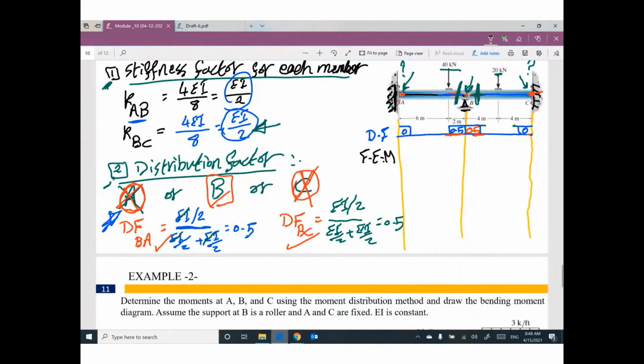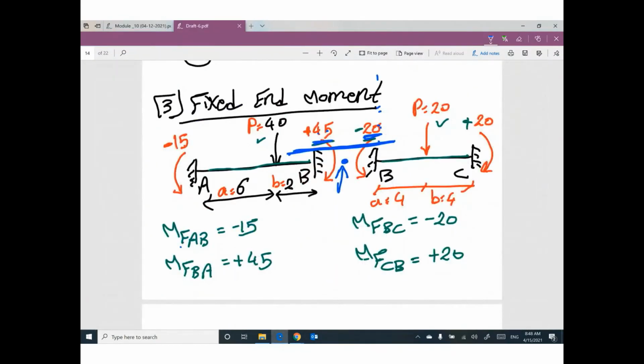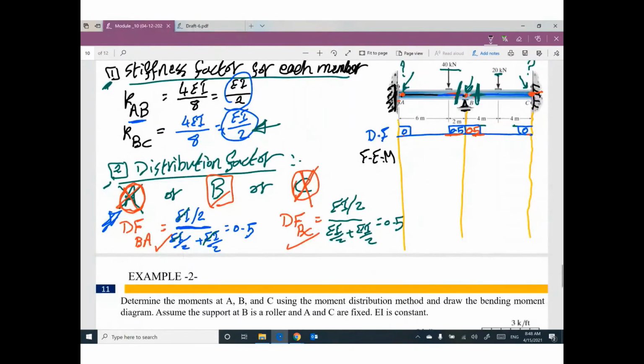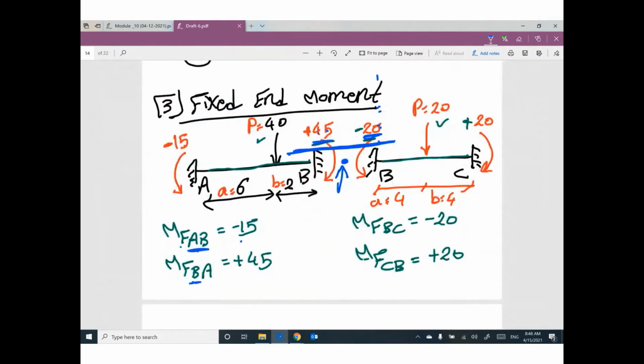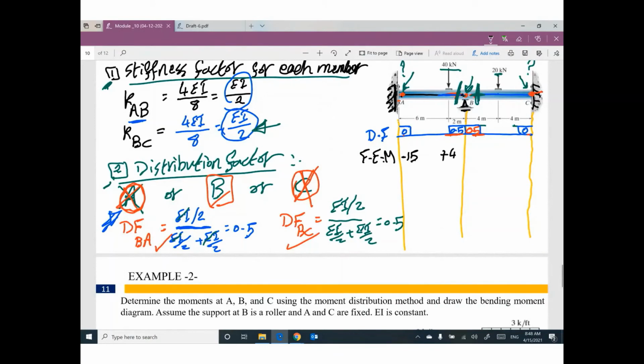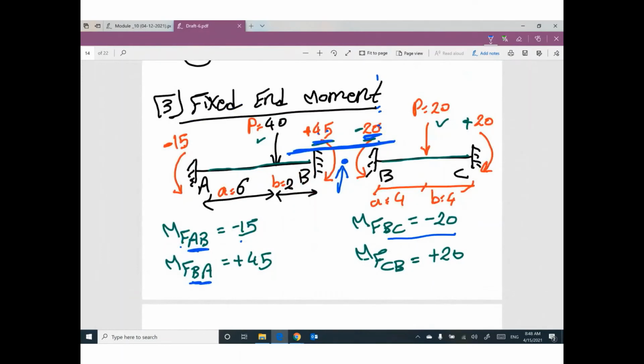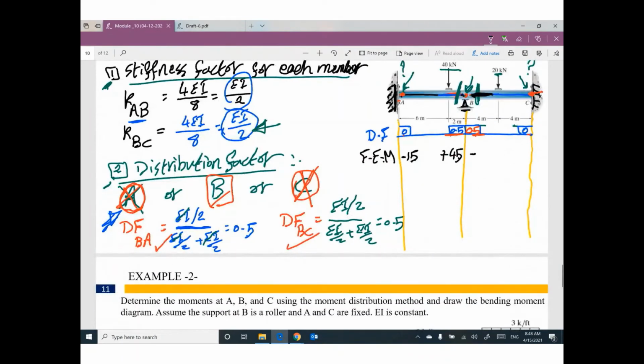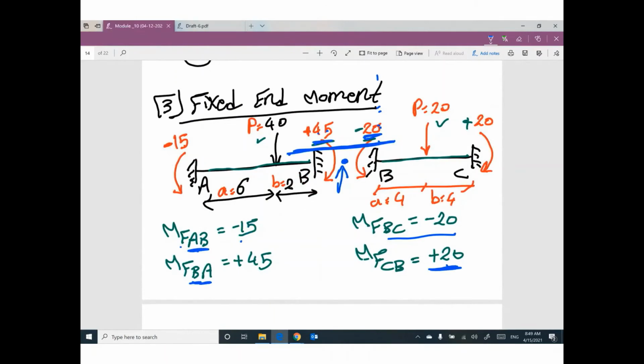So what is the fixed end moment? Okay. Fixed end moment AB negative 15. BA positive 45. BC negative 20. CB, this side, positive 20.